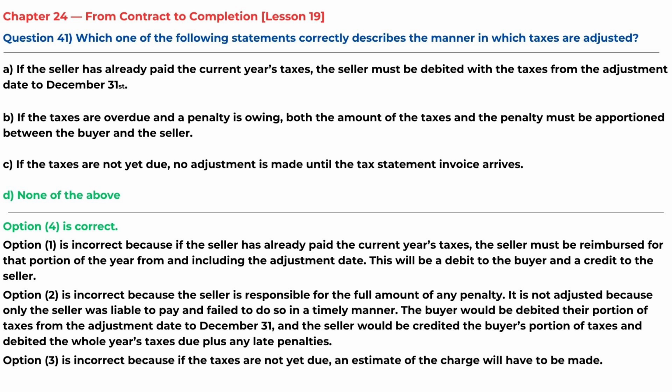It is not adjusted because only the seller was liable to pay and failed to do so in a timely manner. The buyer would be debited their portion of taxes from the adjustment date to December 31st, and the seller would be credited the buyer's portion of taxes and debited the whole year's taxes due plus any late penalties. Option 3 is incorrect because if the taxes are not yet due, an estimate of the charge will have to be made.